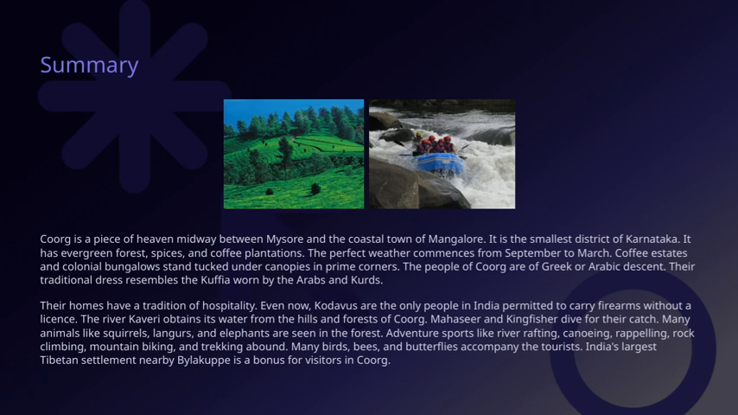The river Kaveri, which flows through this region, gets its water from the lush hills and forests of Coorg, supporting a diverse ecosystem. You can often see mahseer and kingfisher fish diving for their catch, adding to the area's vibrant wildlife. In the forests, animals like squirrels, langurs, and even elephants are frequently spotted, showcasing the region's rich biodiversity.